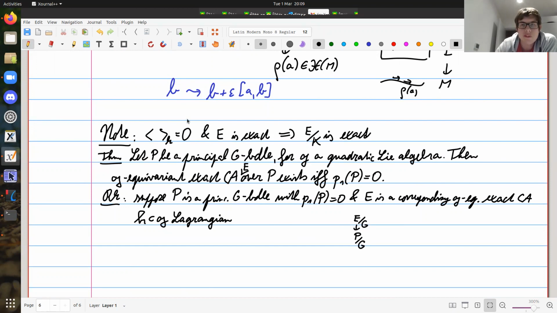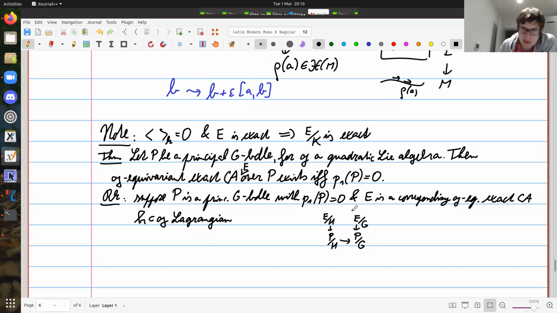I take the reduction in the sense above. So I obtain a new Courant algebroid over a new base. And now I can do the same thing with respect to this smaller group, H. I can take P mod H over E mod H. So clearly there is a map like this, because here I'm modding out by a bigger group. So I have a map like this.